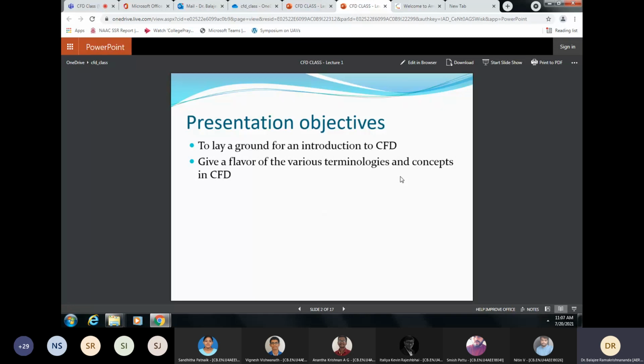So this is to lay the ground for an introduction to CFD. We introduced it a little bit. Now we'll go a little bit deeper, then give a flavor of various terminologies and concepts in CFD. It's an ocean. If you go inside, there are a lot of things to know. This will hopefully get you started on CFD, from where, if you're interested, you can pursue an advanced course or learn things on your own. But the basics will be covered here.